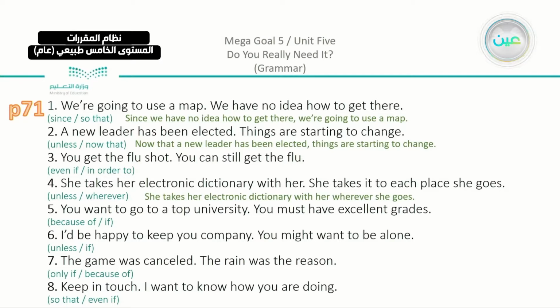We have here, she takes her electronic dictionary with her. She takes it to each place she goes. And we have here, unless or wherever, she takes her electronic dictionary with her wherever she goes. Now these are just examples. You can just complete and see the rest. You can complete it and just combine the way that we did it.